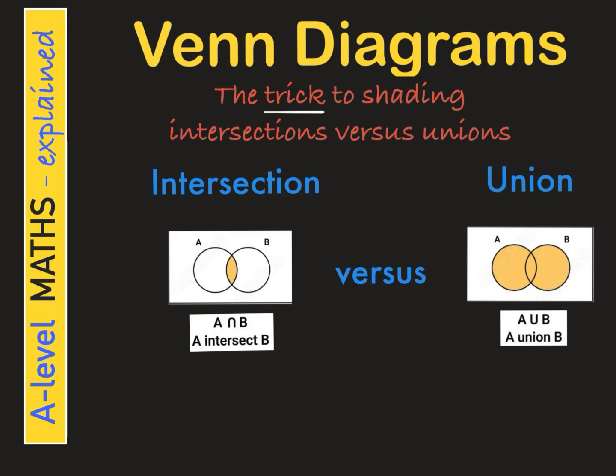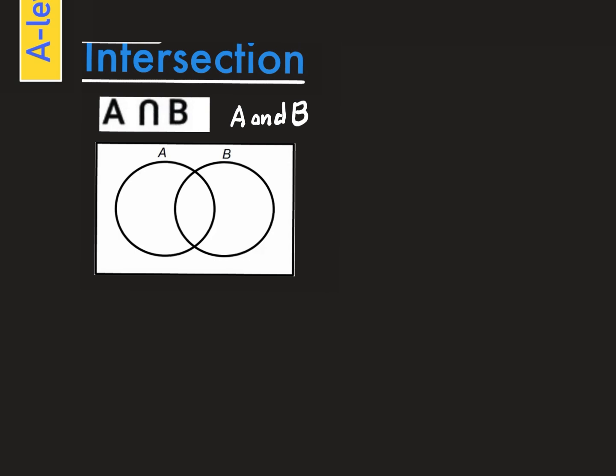I would like to show you a trick to shading intersections versus unions. In Venn diagrams, you can see that there's a big difference between set A intersecting set B versus set A with the union of set B. Let's look at some intersection problems.